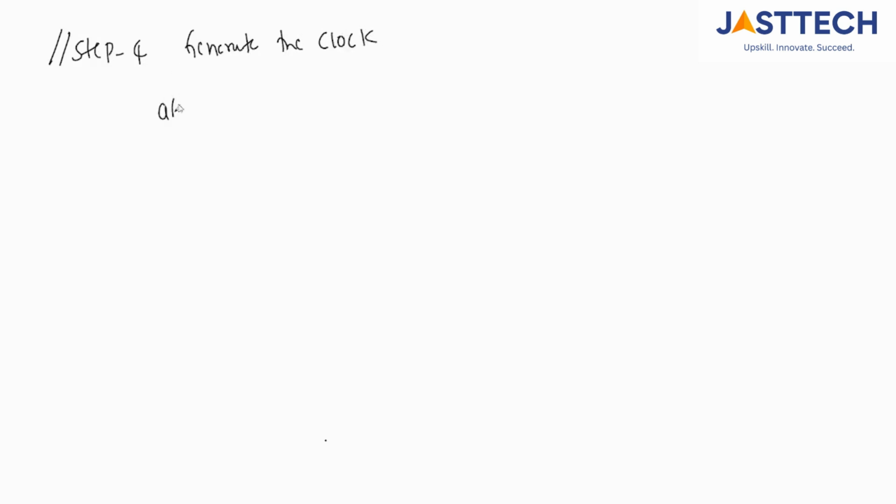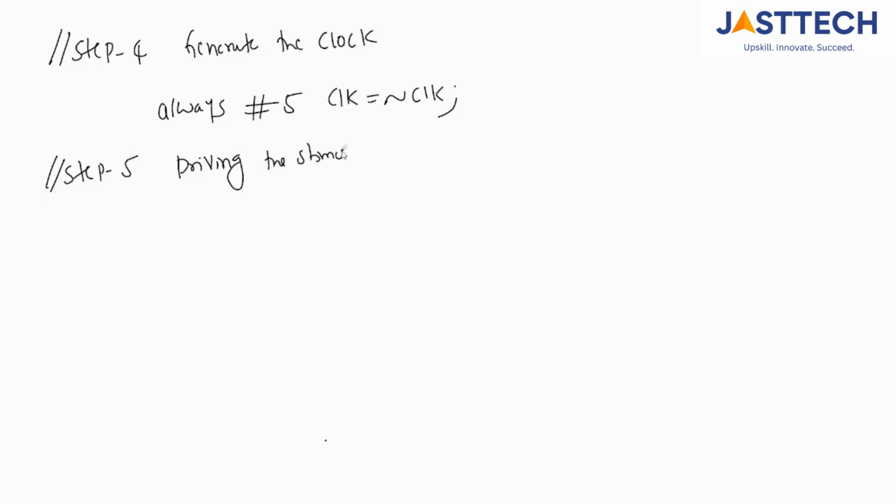So I'm using always #5 clock equal to not of clock. And step 5, driving the stimulus. You can give the delays also, or you can give at the next edge of clock also. Anything you need, you can follow. Initial begin, this also you try at the next edge of clock.